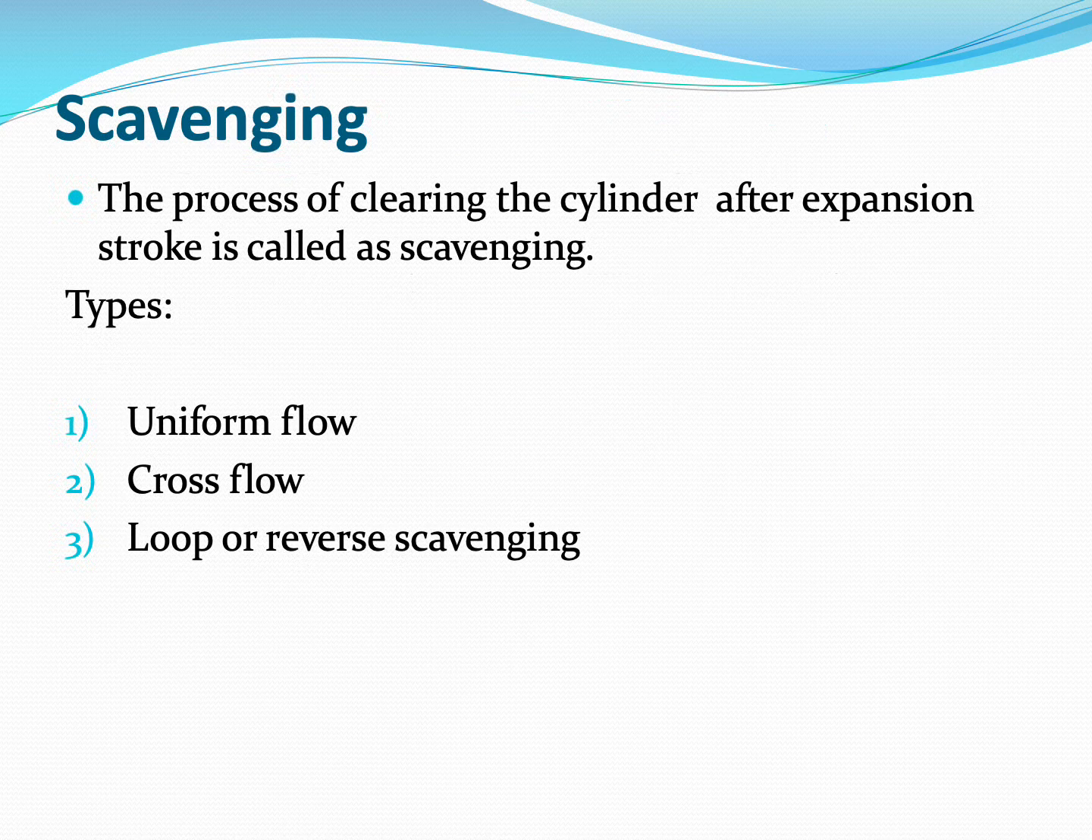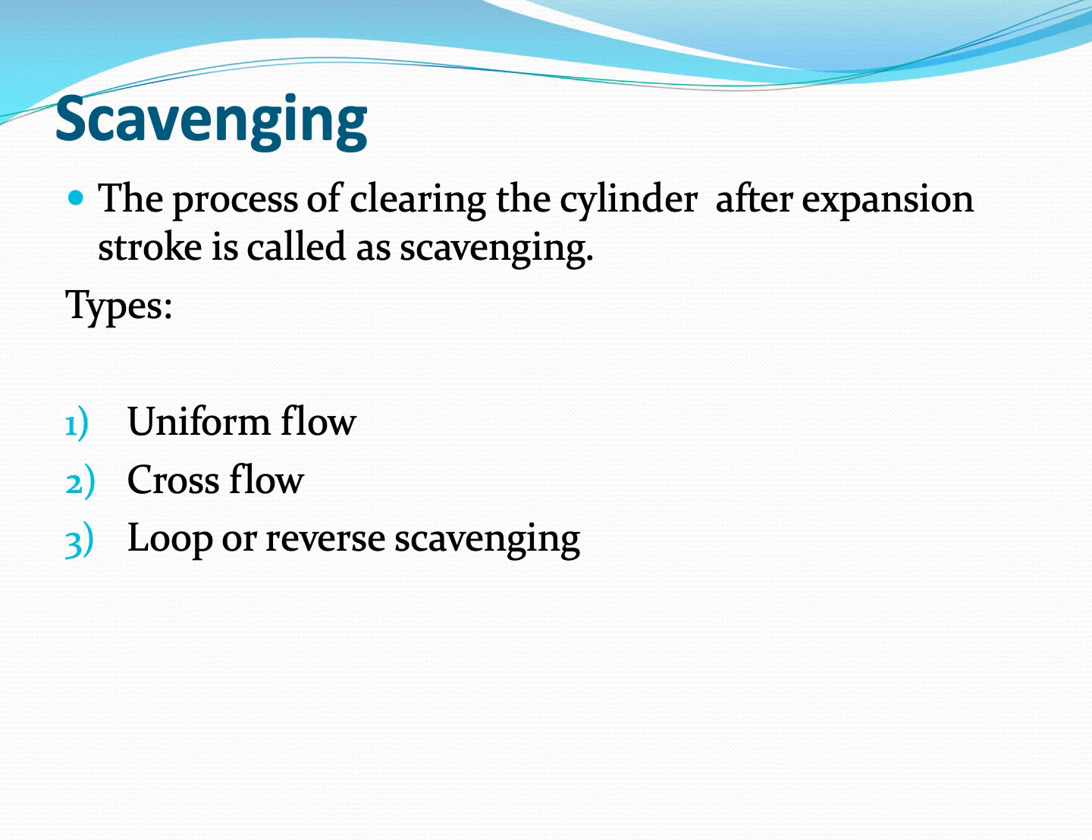The process of clearing the cylinder after expansion stroke is called as scavenging. This must be done in the short duration available between the end of expansion stroke and start of the charging process. There are three types of scavenging: uniform scavenging, cross flow and loop or reverse scavenging.